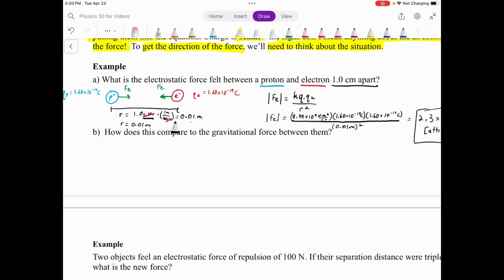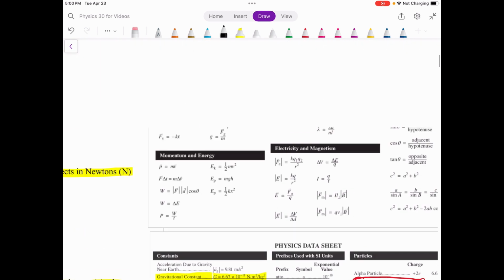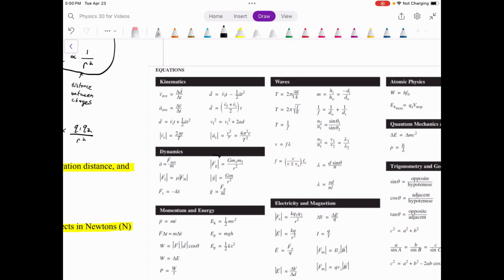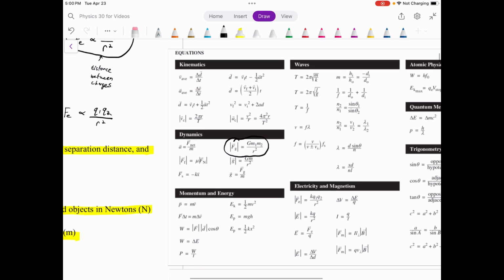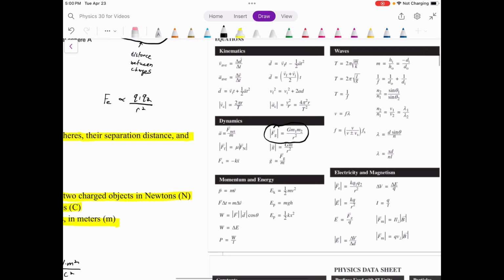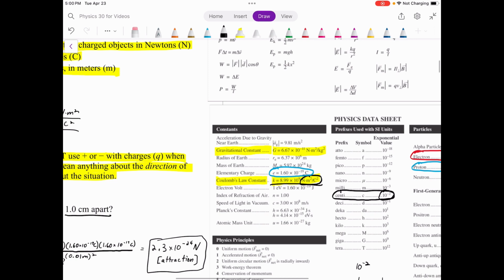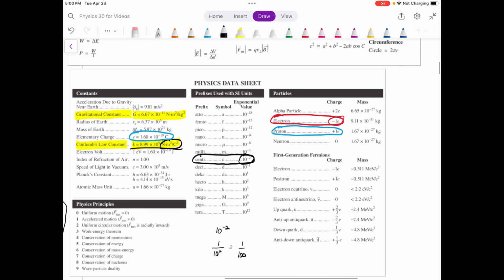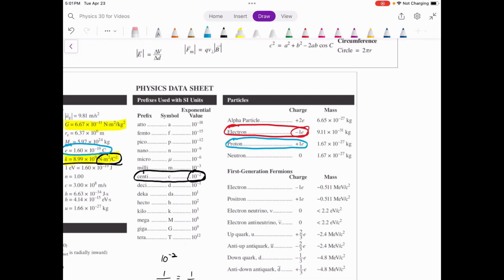And then it asks us, how does this compare to the gravitational force between them? So, I mean, a proton has mass, an electron has mass. So we know from physics 20, that means they do feel a force of gravity towards each other, right? Fg, the force of gravity between any two objects with mass, is G times their masses divided by r squared. So you might be saying, well, we don't know the mass of a proton or the mass of an electron. We actually do. They're also given on the back of a formula sheet.